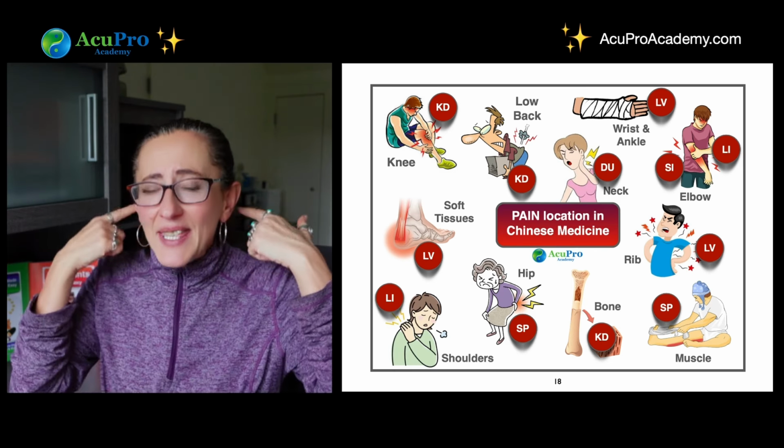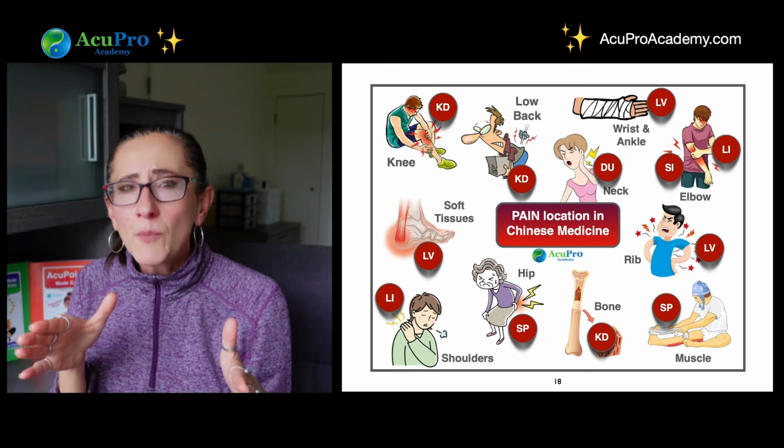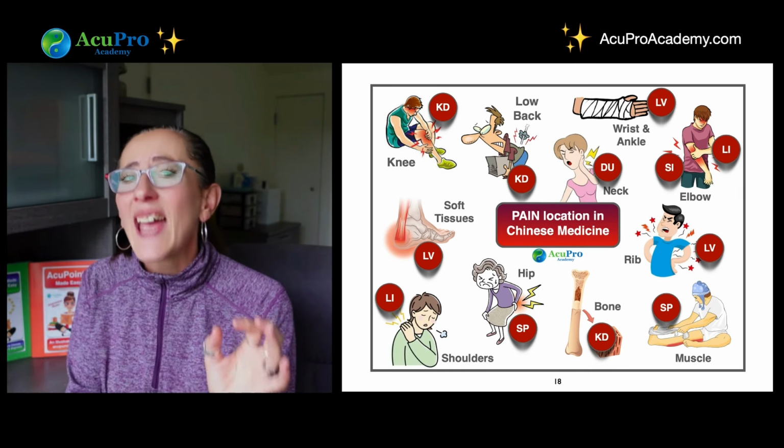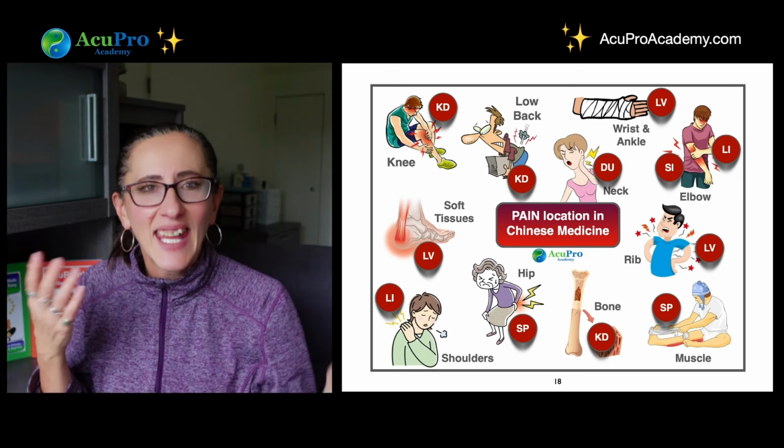Make sense? The neck pain is actually a lung meridian issue with a bladder meridian issue, because Lung 7 is the commander point of the neck and head. Right?